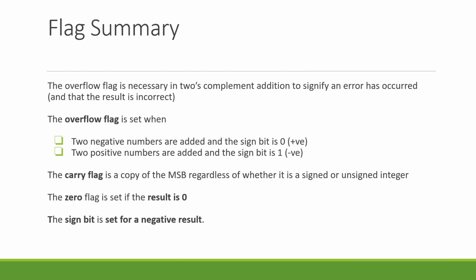In summary, the overflow flag is only used for 2's complement addition, and we see it when two negative numbers produce a positive result, or two positive numbers produce a negative result. Carry flag can be used with 2's complement or unsigned integers, and it's when we get a carry out from the most significant bit. 0 flag when a calculation produces a result of 0, and a sign bit when the overall answer has a 1 in the most significant bit. It's a copy of the most significant bit.